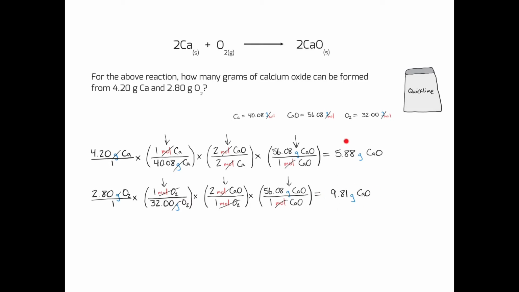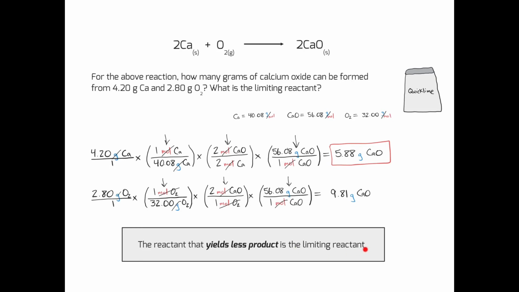And because this number is smaller, that tells us that this is how much calcium oxide we can form. If they ask us which one is the limiting reactant, we know that the limiting reactant is calcium. That's because the limiting reactant is the reactant that yields less product.